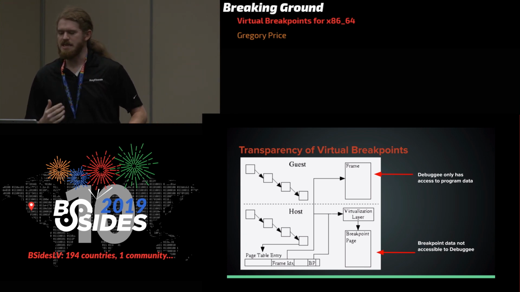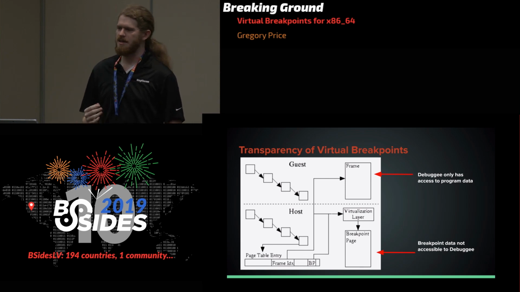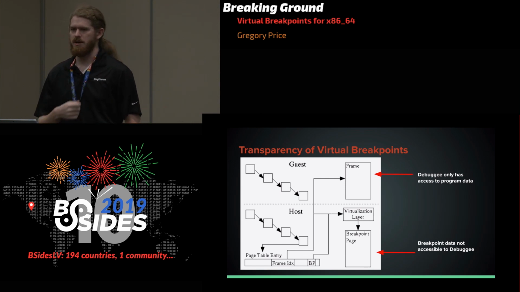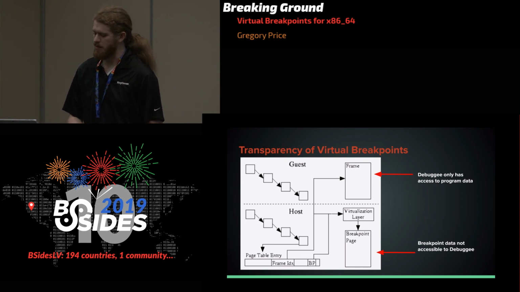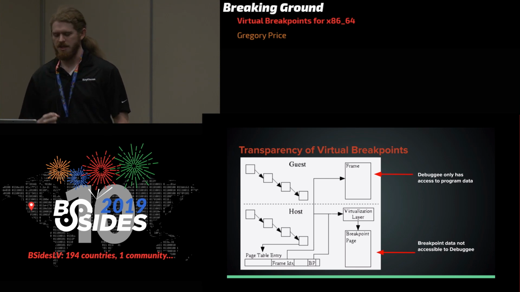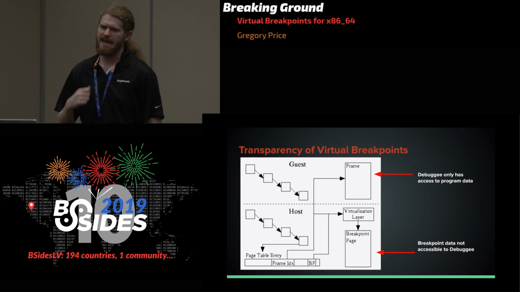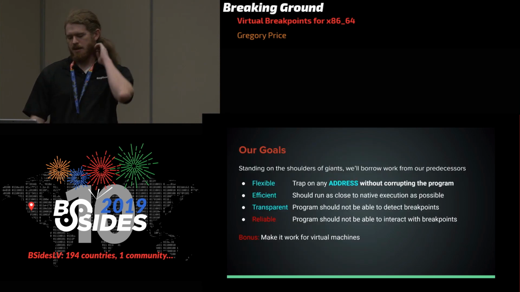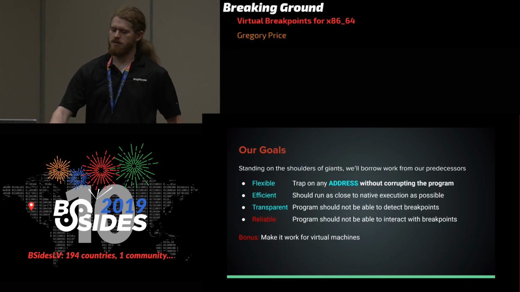So now the debugee only has access to its own data, and the debugger could implement normal binary breakpoints this way, but it also has the construct to be able to completely remove that from the data frame, which means that the debugee can't interact with or see the breakpoints in any way. So we've addressed the transparency problem.